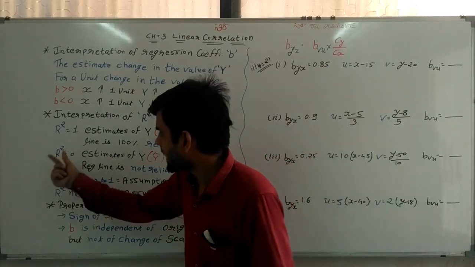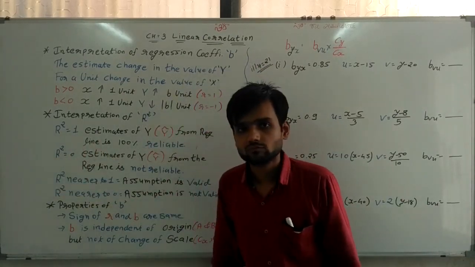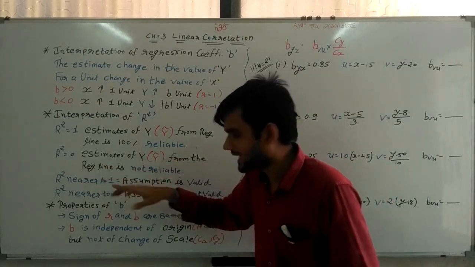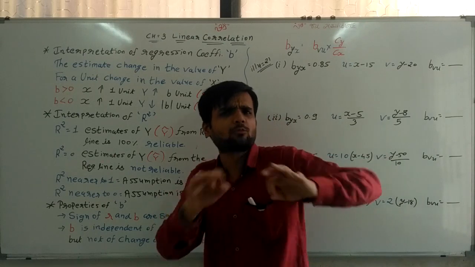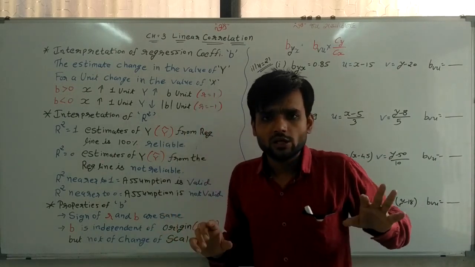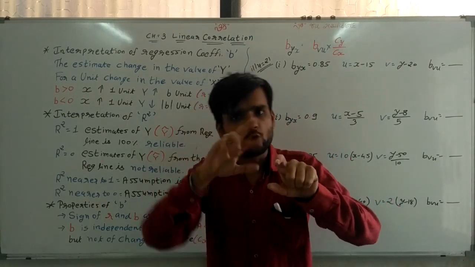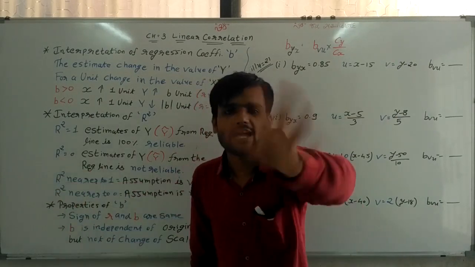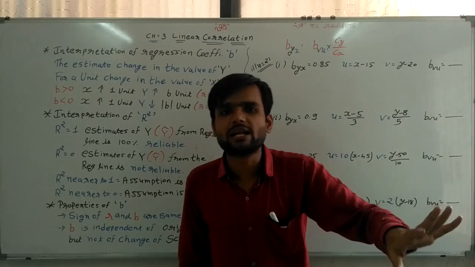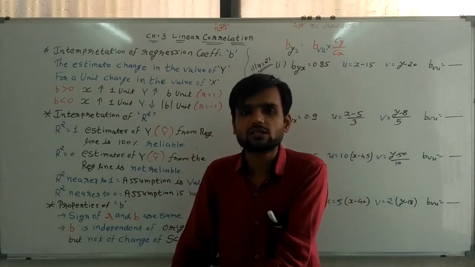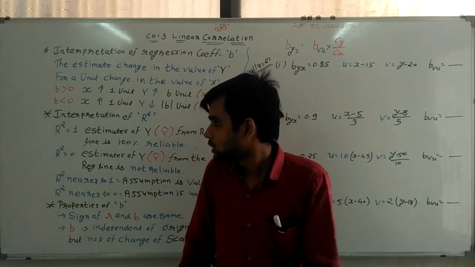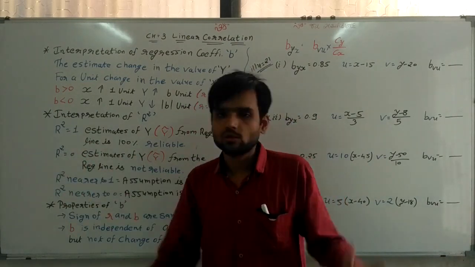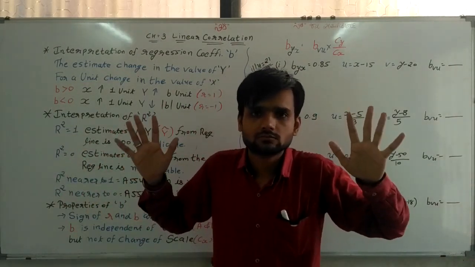Same way, sir, if R square is equal to 0, then the estimation of Y cap from the regression line is not reliable. We cannot rely upon it. If we are finding the value of Y cap on the basis of that regression line and R square is equal to 0, then it is not reliable at all. We cannot rely upon that estimated value. So R square equal to 1 is 100% reliable, and R square equal to 0, sir, is not reliable data.